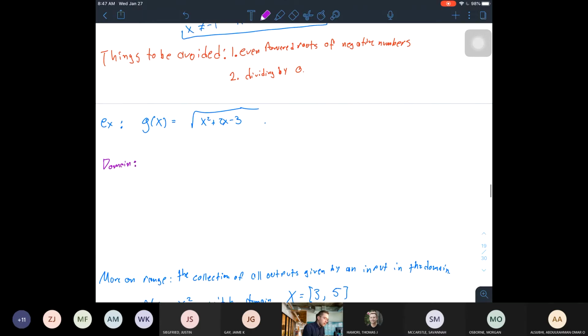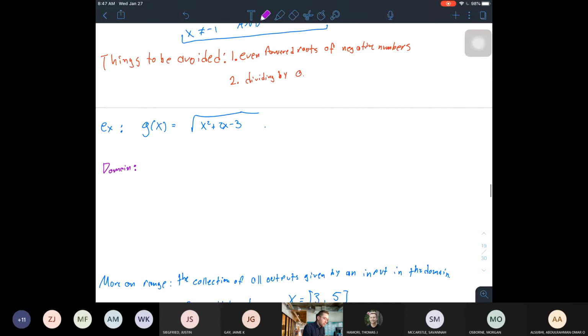Well, I don't see any denominators, so I'm not really going to worry about our second rule, dividing by 0. But I am going to worry about my first rule because I do see an even-powered root. A square root here is an even-powered root, power is 2. And so I need to make sure that whatever I'm doing the square root of should be a non-negative number. It should be larger than or equal to 0.